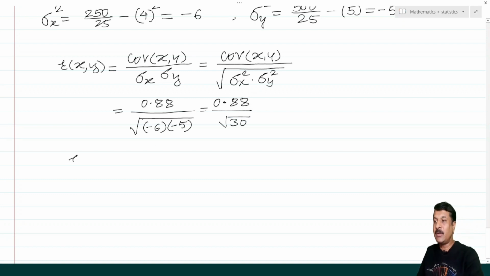So by calculator find the value of r. So it is equal to 0.1606, which means 0.16, which is your required coefficient of correlation.